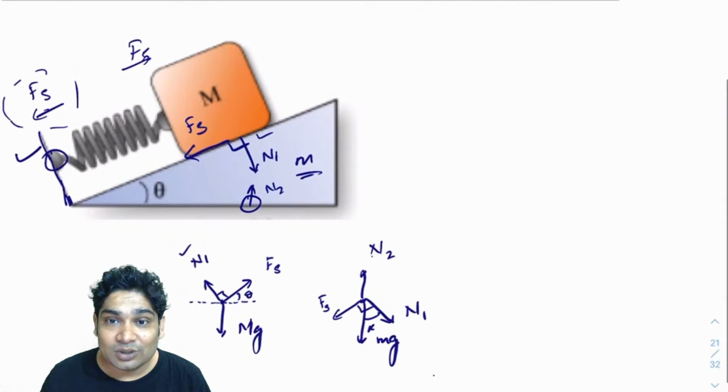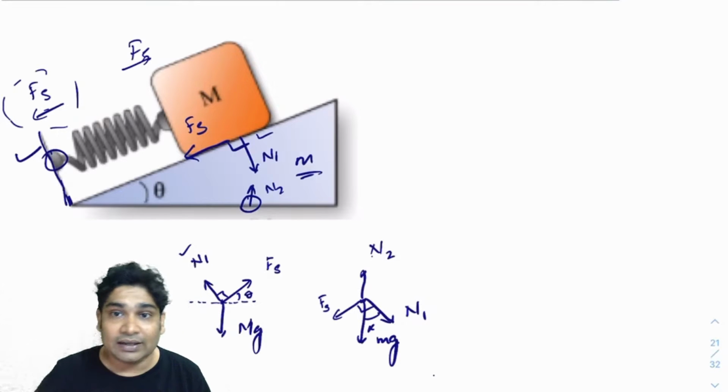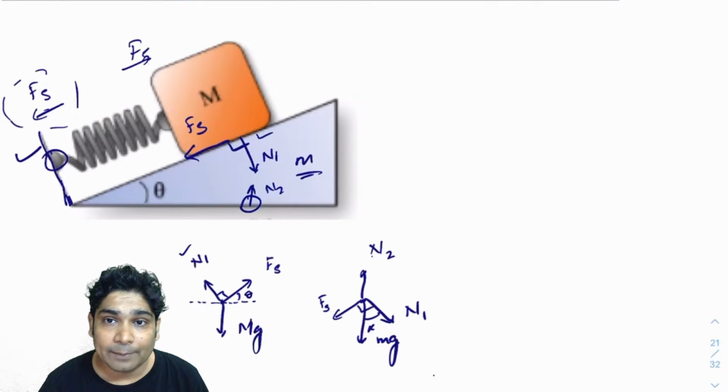Alright. So I hope you got that, Deepika Soni. The angle is 90 because one force is along the incline, another is perpendicular to the incline. Okay. Is that clear, Deepika? Please let me know quick if that is clear.